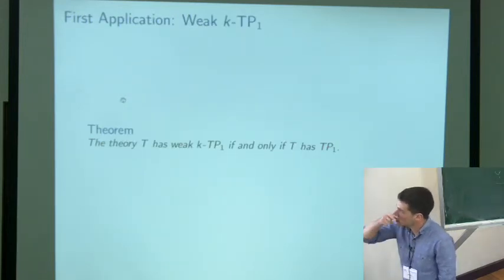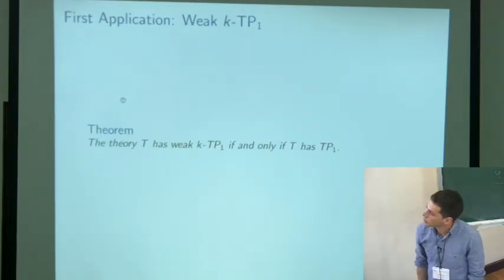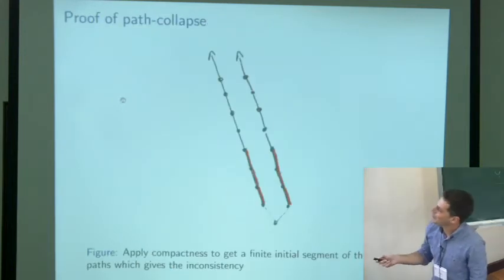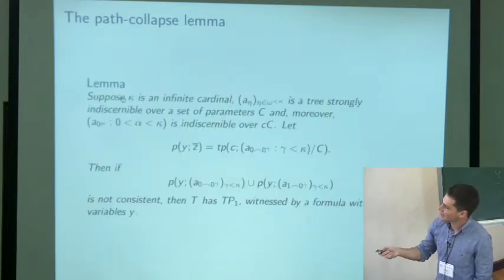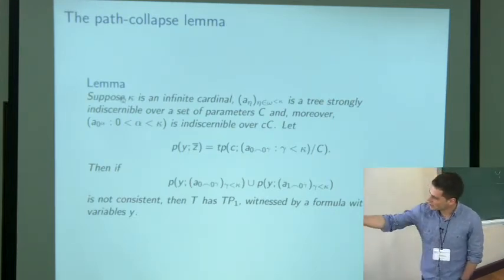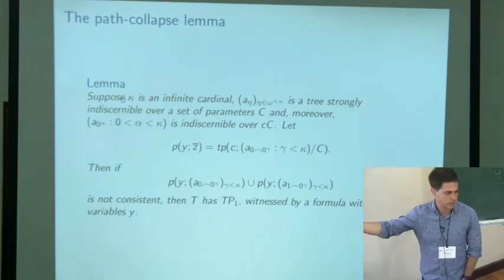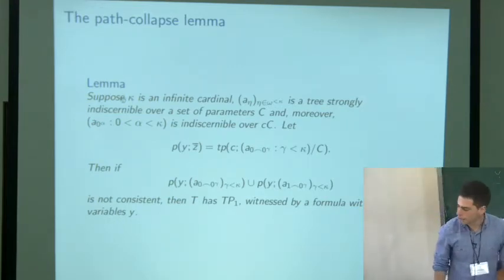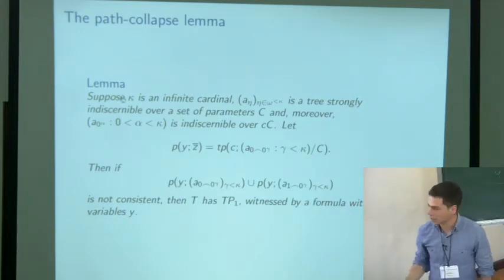And it has two applications. Wait, what was the... oh yeah, sorry, you wanted me to go back. OK, so there was the movie, and here's the statement. It says that if I look at these two types, if I don't have TP1, then I can collapse them and put them together. All right, so now I'll say the applications.